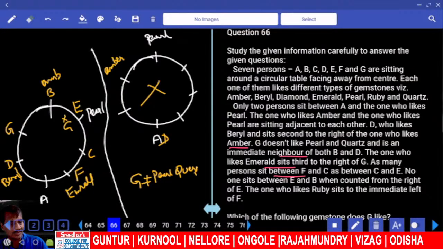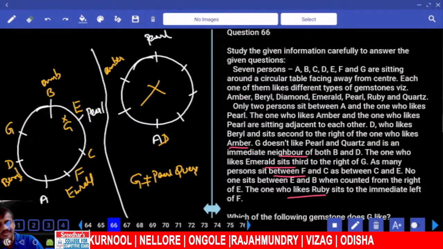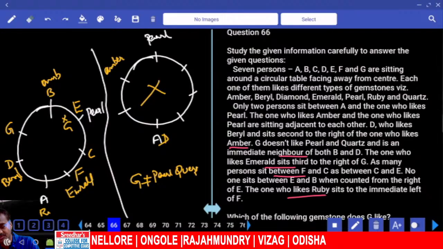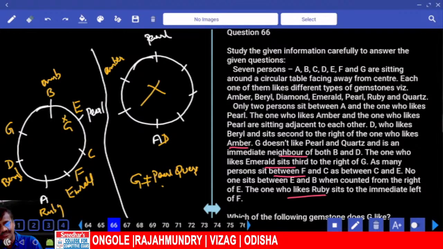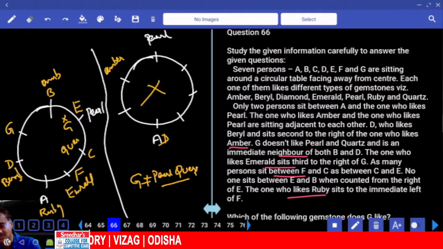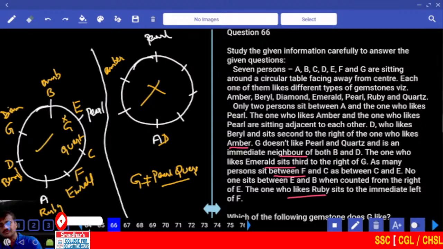Done? And when counted, the one who likes ruby sits to the immediate left of F. Now this is, ruby is to the immediate left of F. And G does not like pearl and quartz. Then who likes quartz here? C likes quartz. If C likes quartz, G likes diamond. Done? Now this is the final arrangement.